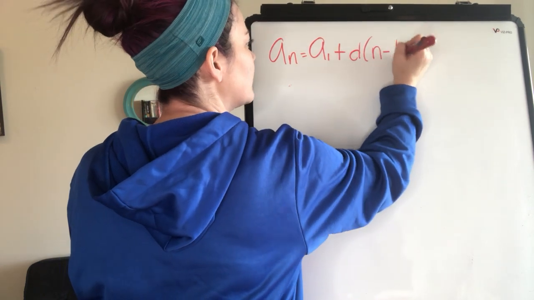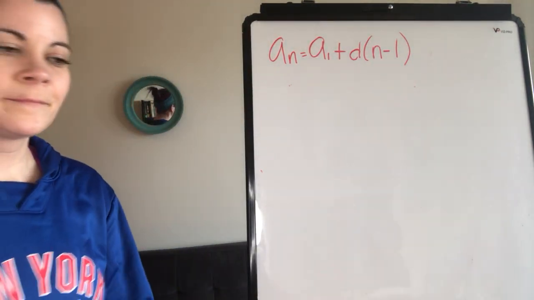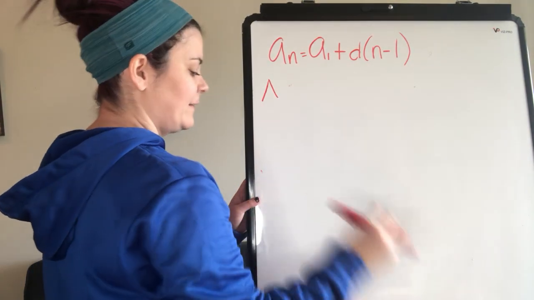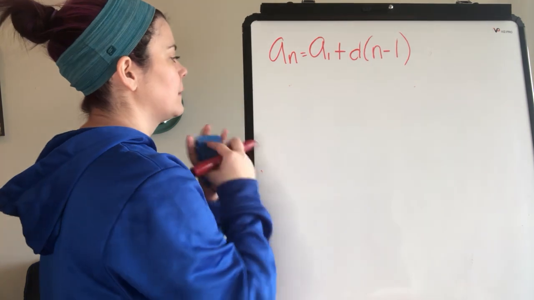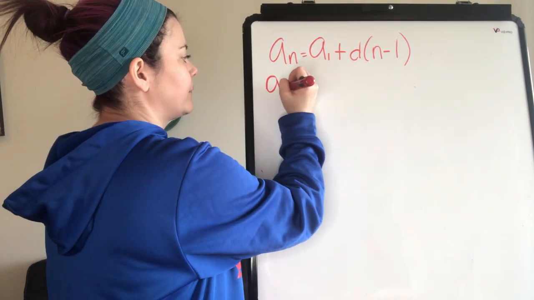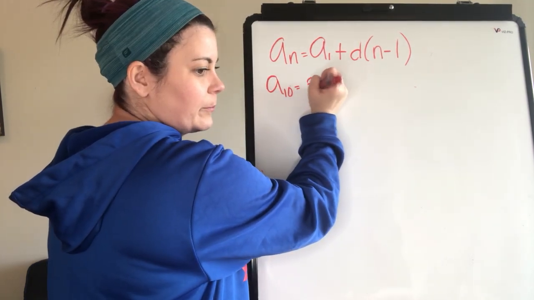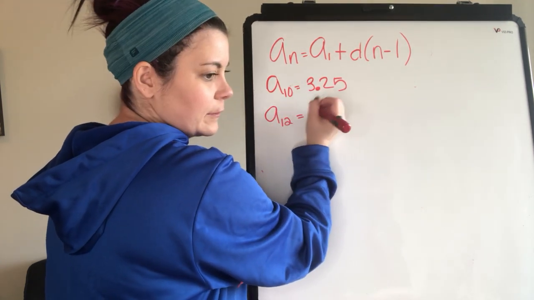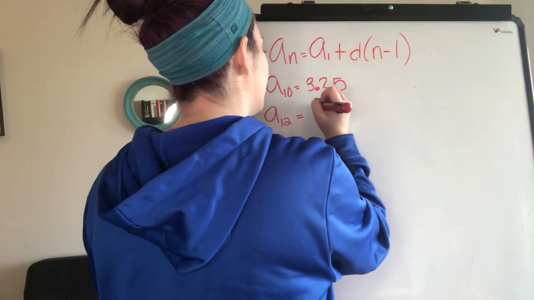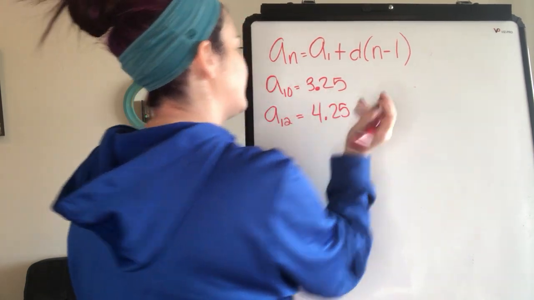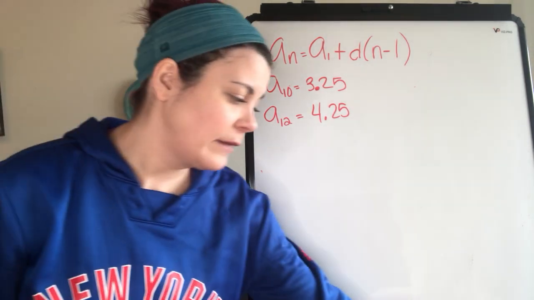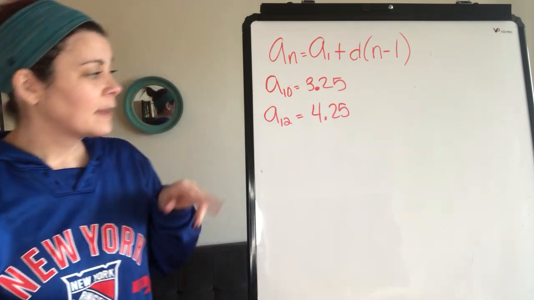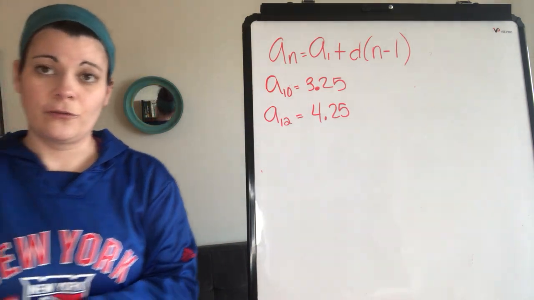The more I rewrite it, the more I put it to memory, right? So an example, if I know A10 is 3.25 and I know A12 is 4.25, I want to find the equation for this. What this is telling me is that the 10th term is 3.25 in the pattern, and the 12th term is 4.25 in the pattern.